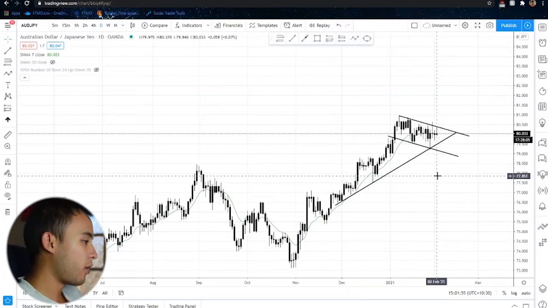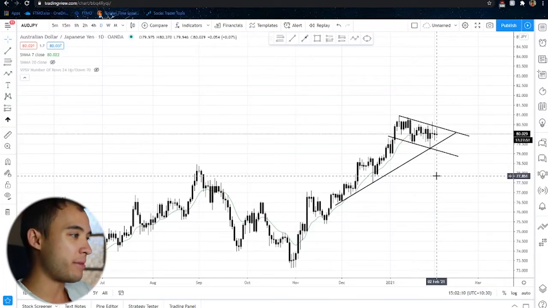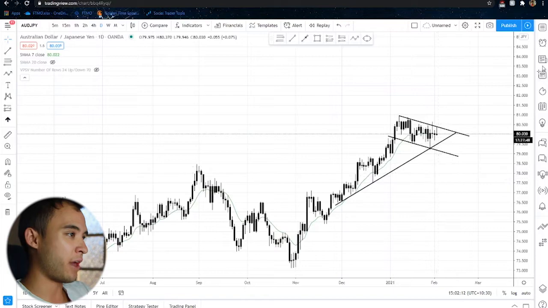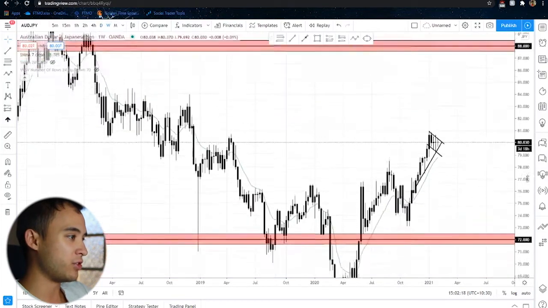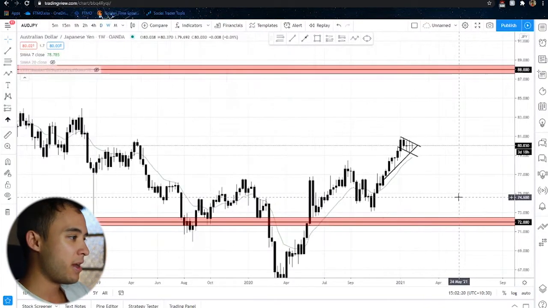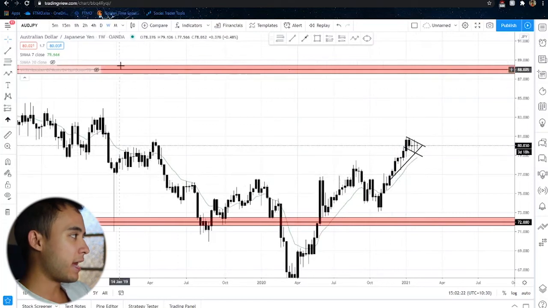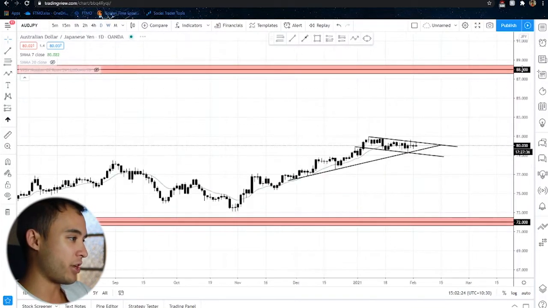So, that's it for AUD JPY, the breakdown of that pair. Really nice pair. I'm going to keep this on my watch list because I really want to see what happens with this pair. I'm very curious about it, and it looks like a fun pair to trade overall.